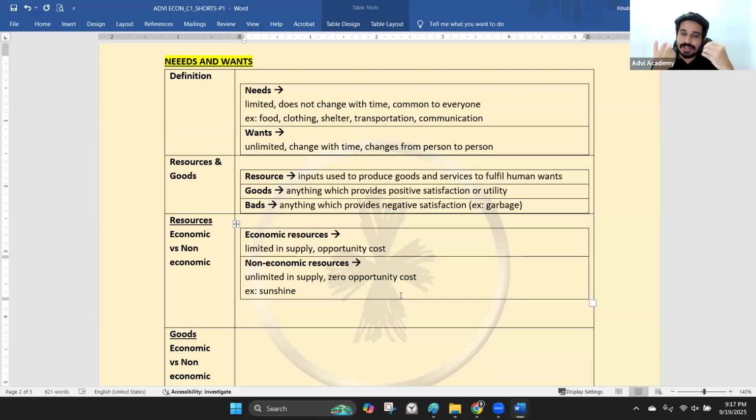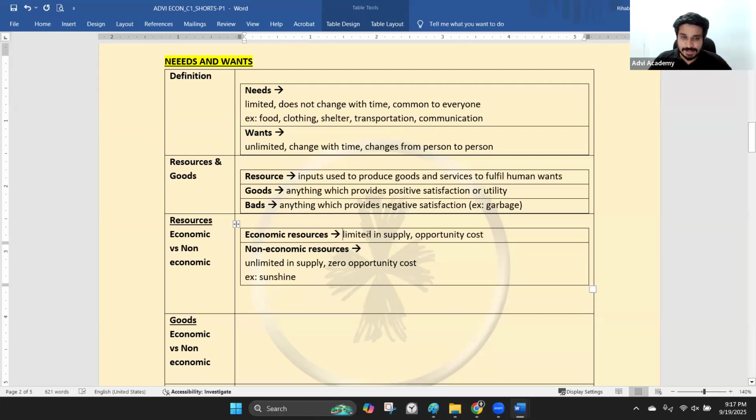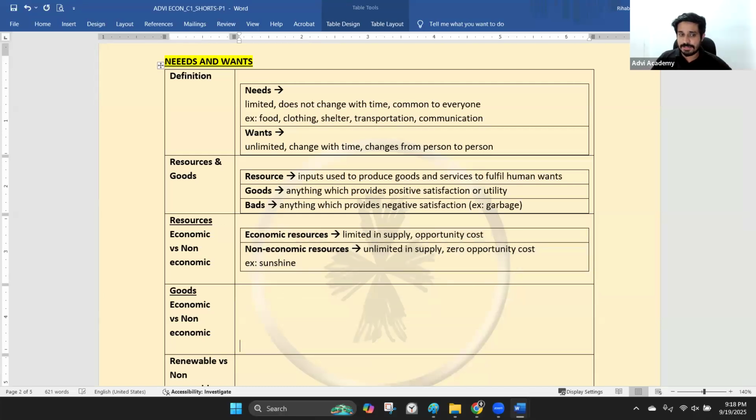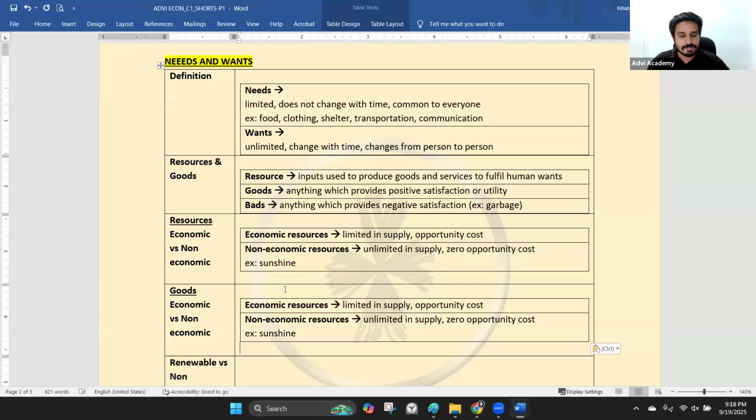You can use it for tanning, you can use it for sunlight, you can use it for electricity. So that is basically where we come to. Economic resources means limited in supply. Non-economic resources means unlimited in supply, zero opportunity cost. For God's sake, remember these two. Right? It's a bloody pain when you don't remember these most important things.